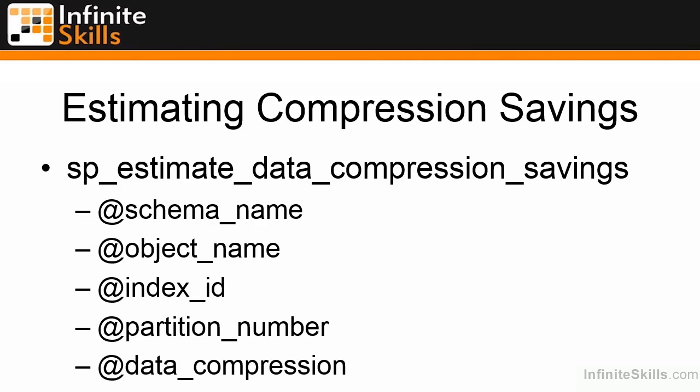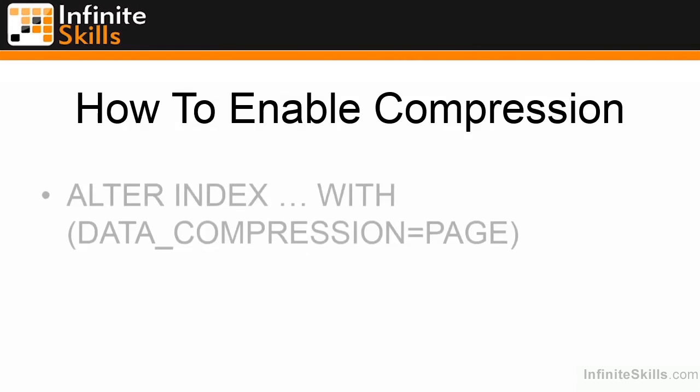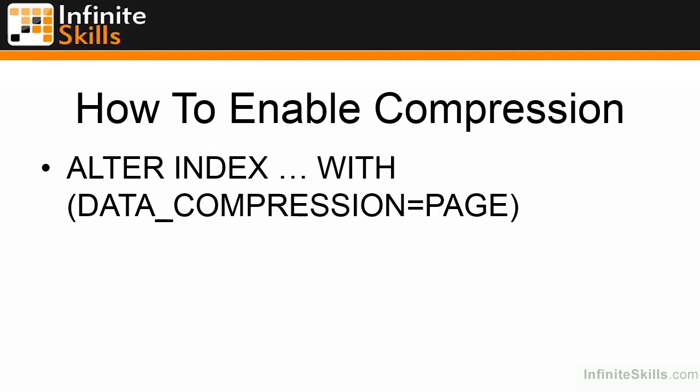Once you've decided to turn on data compression, we do that with an alter index statement. We simply do alter index, whatever index we want to modify, on whatever table we want to modify, with open paren, data_compression equals either row or page. When we run that, once it's complete, it's then going to go ahead and rebuild that index using the specified compression. Let's go ahead and take a look at a data compression statement and run it and see what happens with the data.